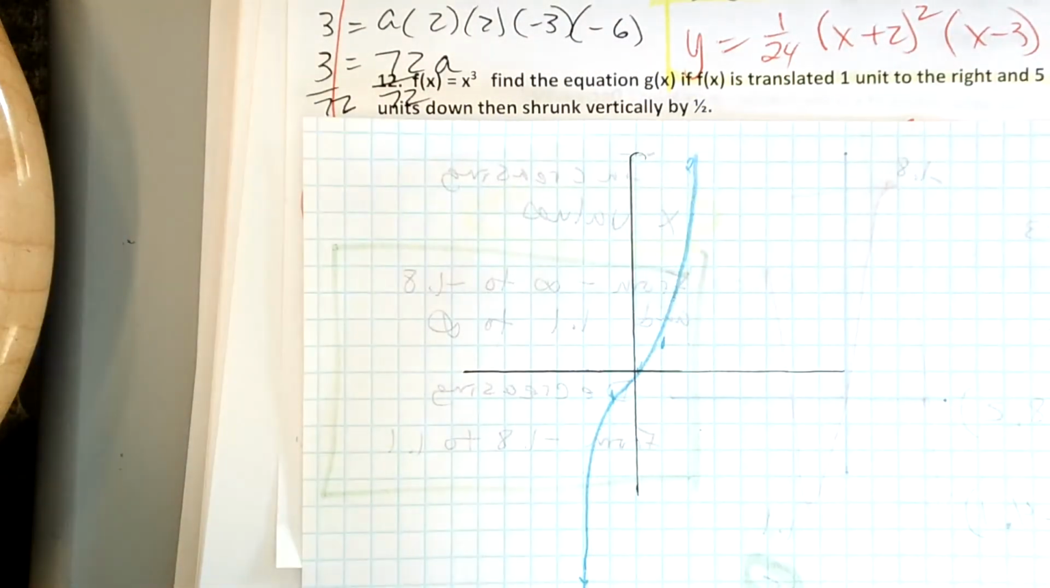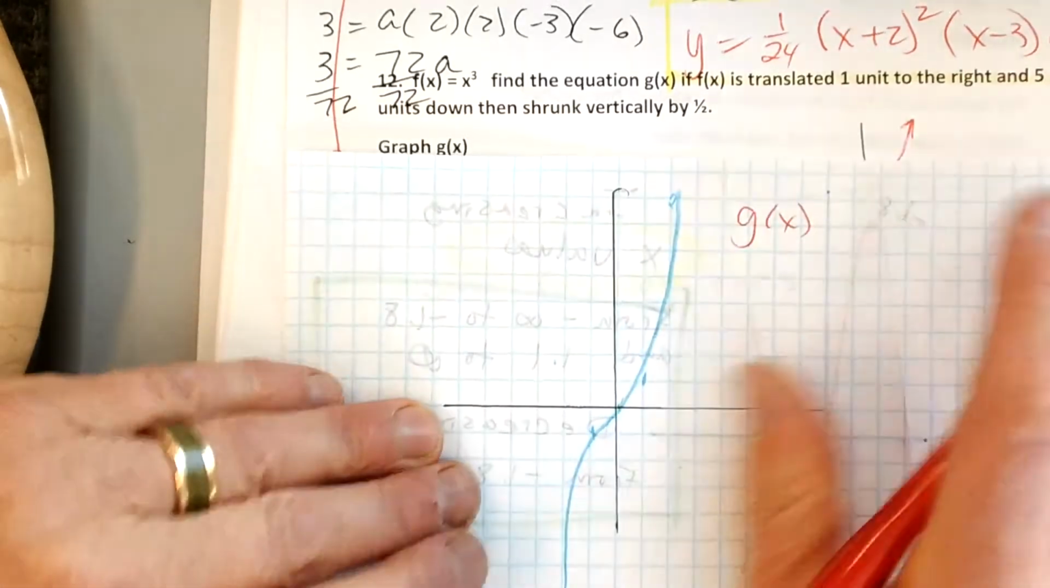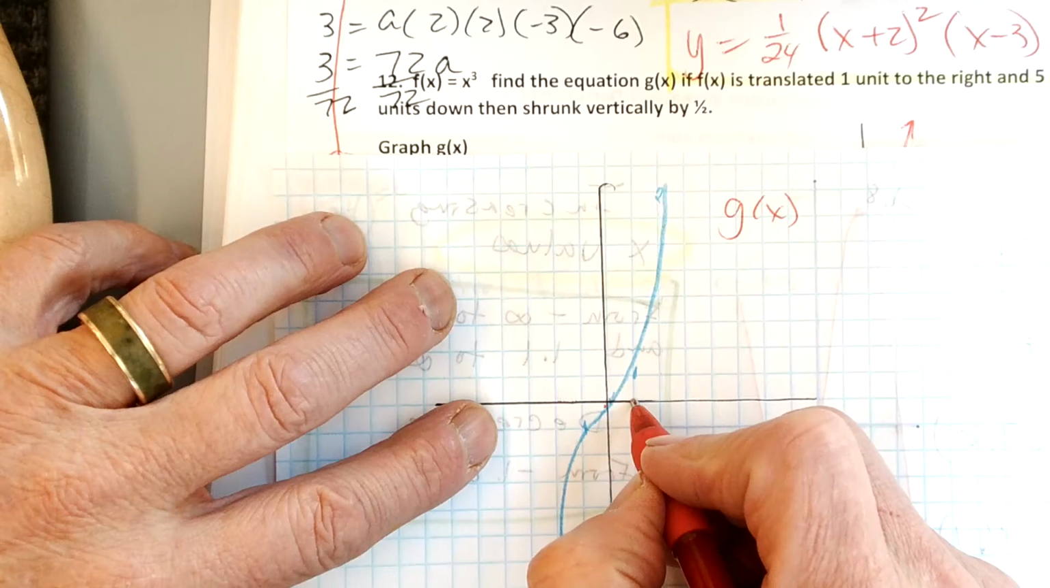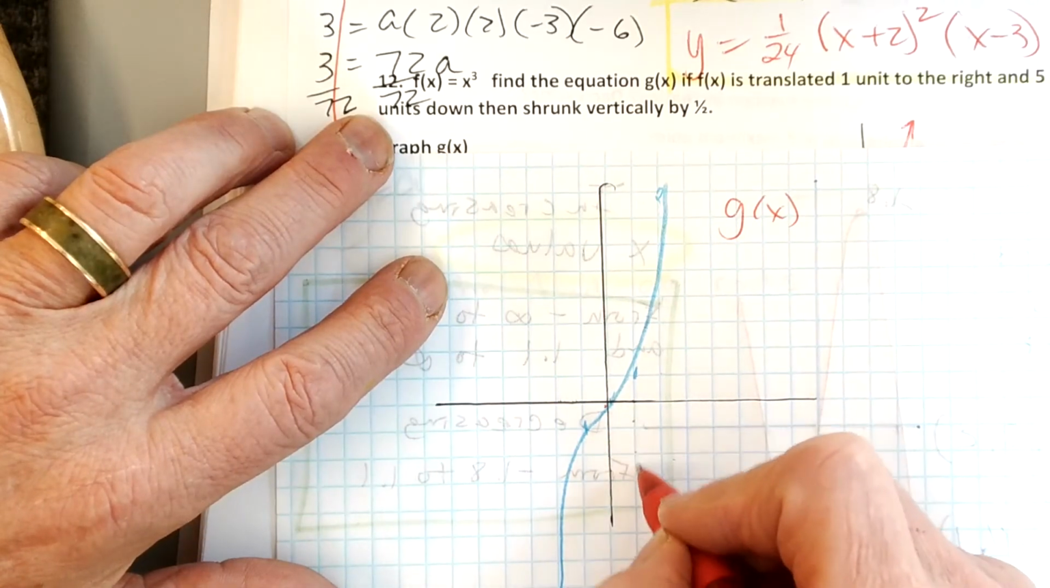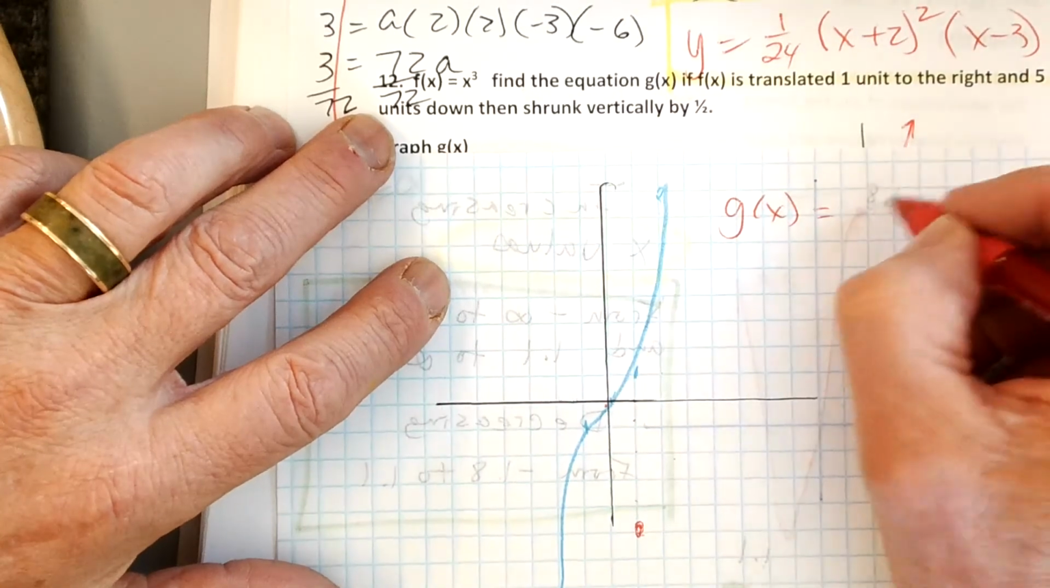What am I going to do with it? I need to make a g of x. So g of x we'll do in red. What is g of x? So first of all, we're going to translate it 1 unit to the right. So it's going to go this way to the right, okay? And then 5 units down. 1, 2, 5. So it's going to go there. So the inflection point goes there.